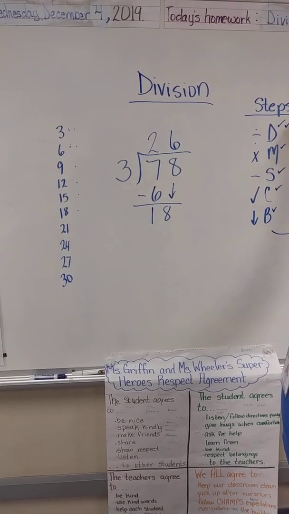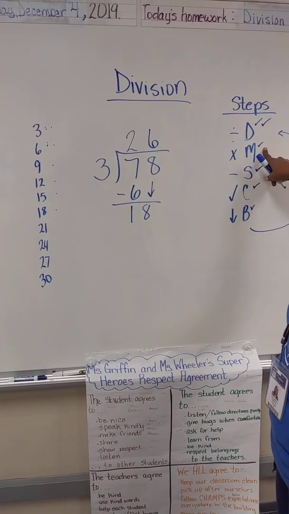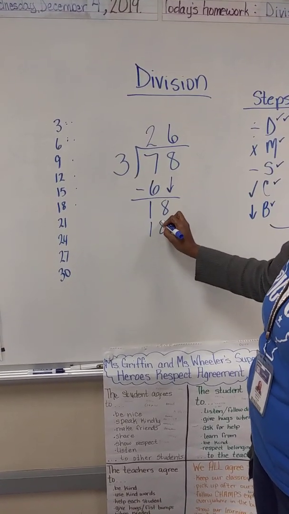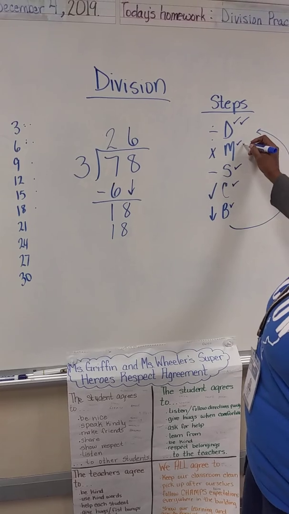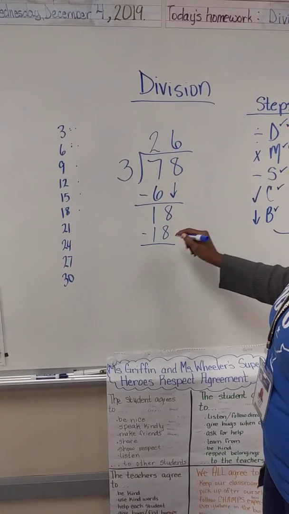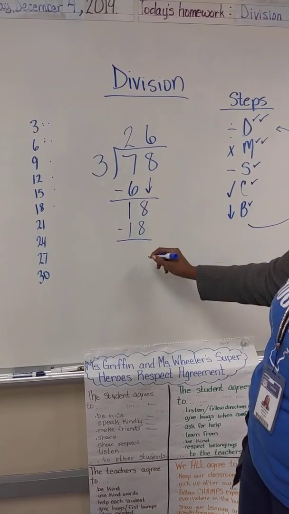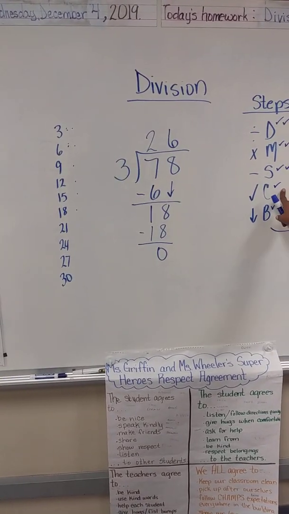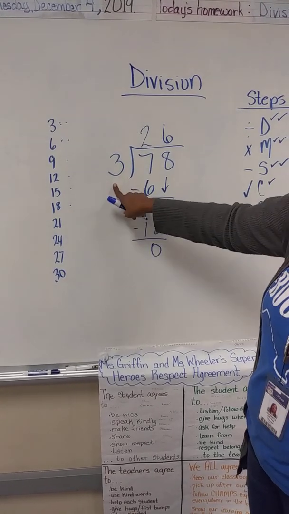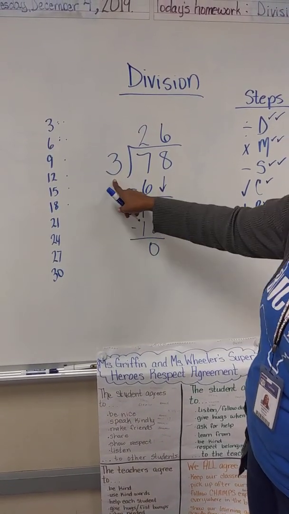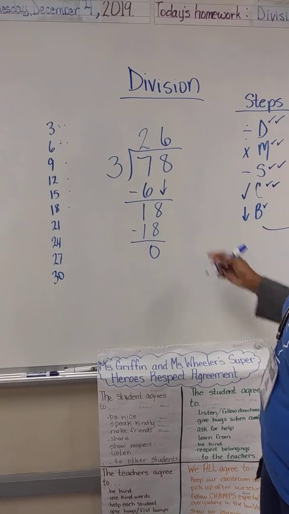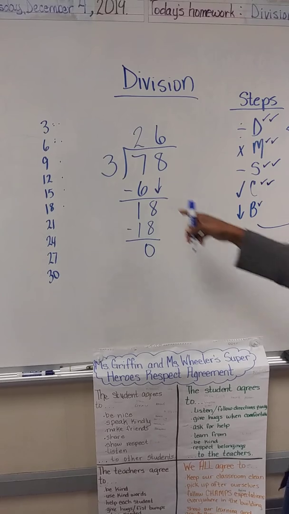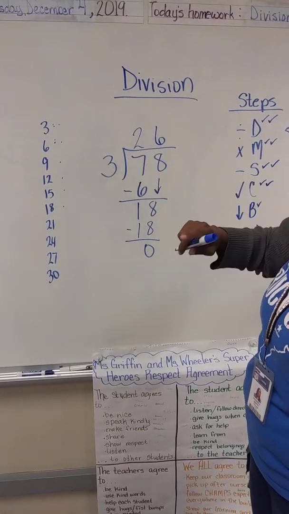I've divided. Then I'm going to do the same thing. Multiply. 6 times 3 equals 18. I write my answer here. And then I subtract. 18 take away 18 is 0. So I've subtracted. Now I'm going to check. Is 0 less than my divisor, which is 3? 0 is less than 3. I've checked that out. Is there anything left to bring down? No. So I don't have to bring anything down. So now 78 divided by 3 equals 26.